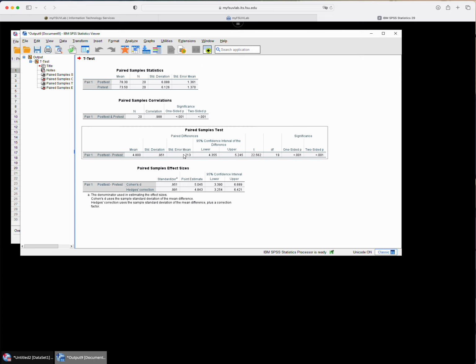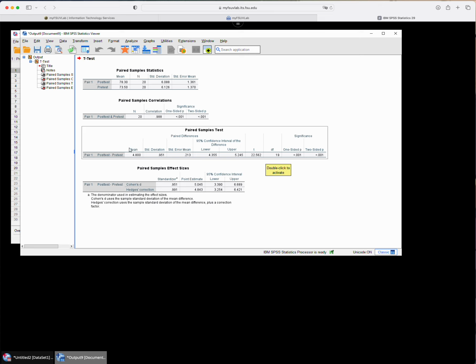We got our standard deviation, standard error, confidence interval. And here on this one, the t-test is farther to the right than the other ones. Before, we always had the t-test right at the front. Here our t-statistic is 22.56. Degrees of freedom is 19, that's n minus 1. And then since we presented the question of greater than, we're going to be looking at our one-sided test. Both of them are less than 0.001, meaning that the post-test was significantly greater than the pre-test. Again, effect size is down here, and that's it.